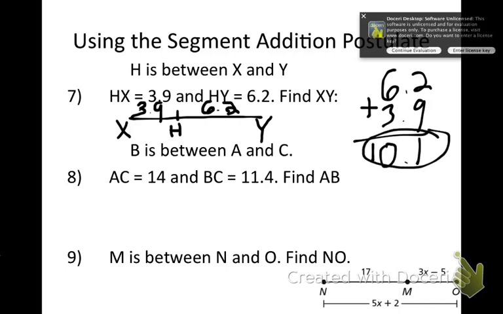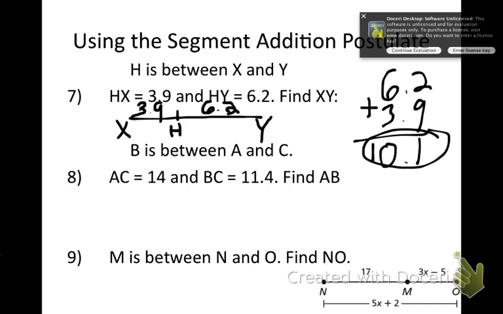10.1 is our answer. Again, that's what that postulate was saying earlier. That's what that between was saying. It looked kind of wordy, but now when you look at it, it makes sense. The 2 parts are going to add up and get you the whole. Well, what about number 8?